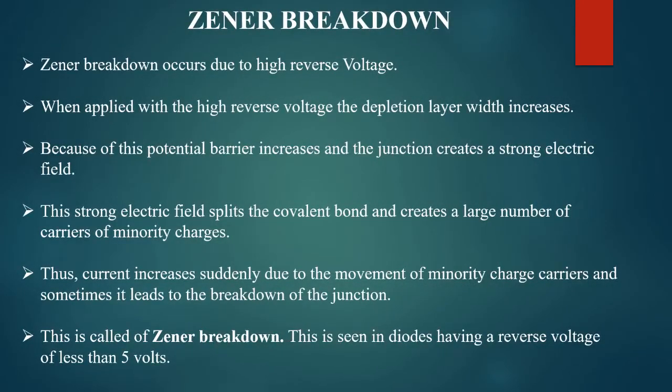First is Zener breakdown. Zener breakdown occurs due to high reverse voltage. When applied with the high reverse voltage, the depletion layer width increases. Because of this, the potential barrier increases and the junction creates a strong electric field. This strong electric field splits the covalent bond and creates a large number of minority charge carriers. Thus, current increases suddenly due to the movement of minority charge carriers, and sometimes it leads to the breakdown of the junction. This is called Zener breakdown. This is seen in diodes having a reverse voltage of less than 5 volt.